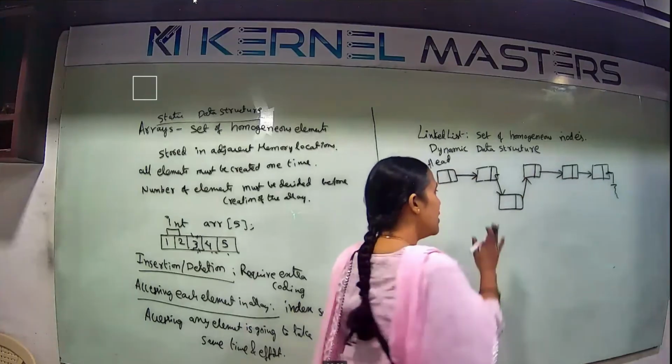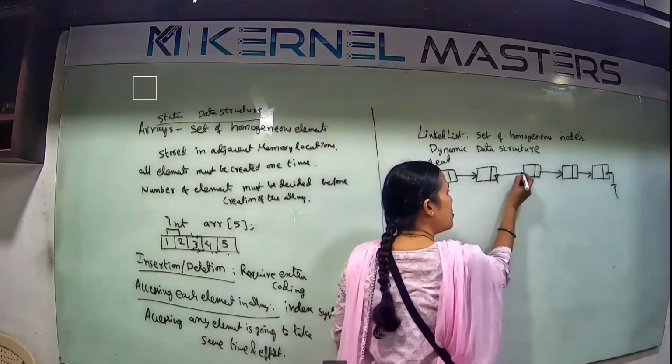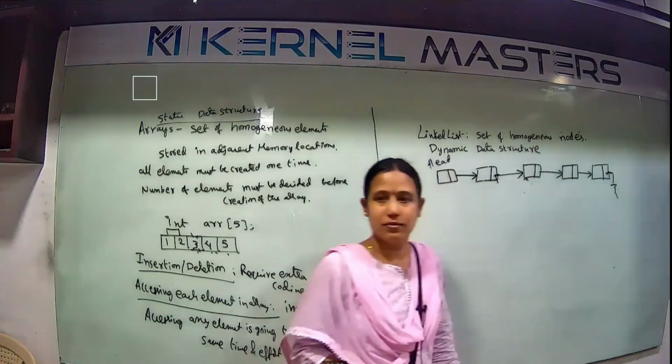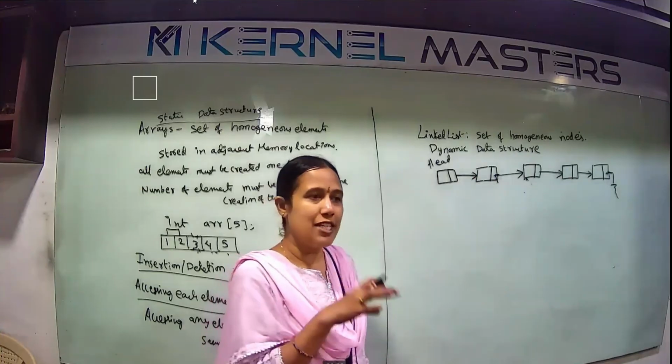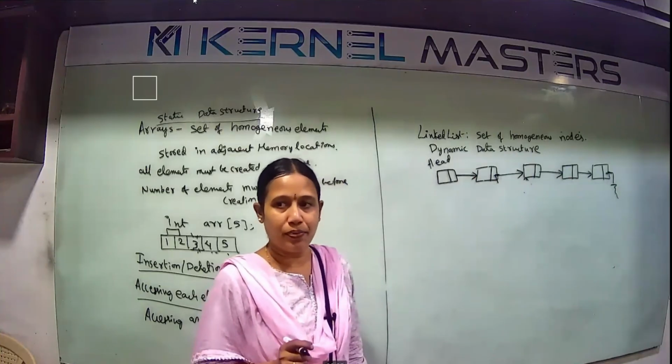Similarly, you can also delete. Deletion is also simple: now remember this node's address, and you can simply release this. Okay, so that kind of insertion or deletion at any place in a linked list is possible. Right?